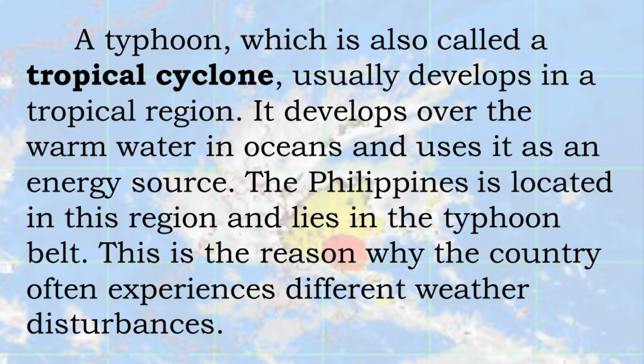A typhoon, which is also called a tropical cyclone, usually develops in a tropical region. It develops over the warm water in oceans and uses it as an energy source. The Philippines is located in this region and lies in the typhoon belt. This is the reason why the country often experiences different weather disturbances.